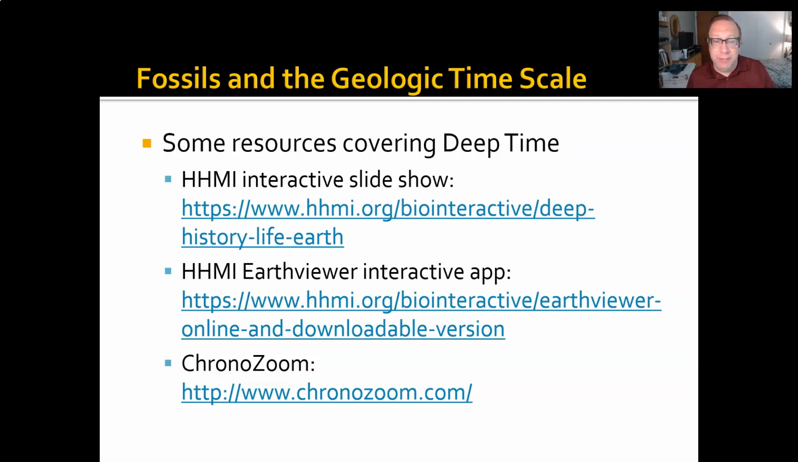Go ahead and pause and copy these resources down. HHMI has a great interactive slideshow on deep history. They also have this great interactive app called the Earth Viewer, which you can actually rewind plate tectonics and see all the land masses come back together, as well as looking at how things like climate and the temperature of the Earth have changed over time, concentrations of oxygen or CO2 in the atmosphere, all sorts of things.